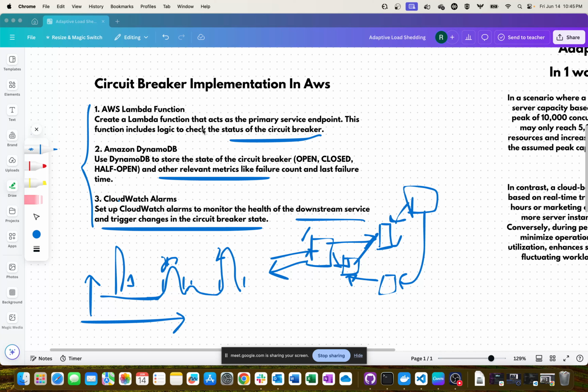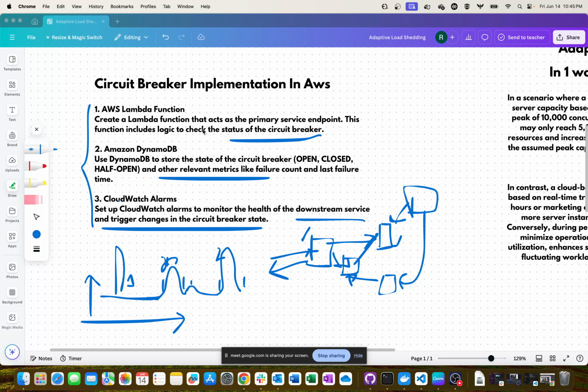Basically, CloudWatch alarms are like prompts which will trigger the AWS Lambda function and check the health of the circuit breaker, and then we will update it into Amazon DynamoDB. Exactly. You're again partially there, like 90% there.